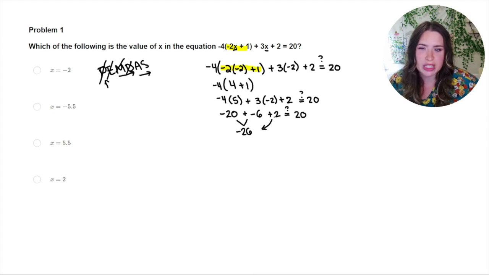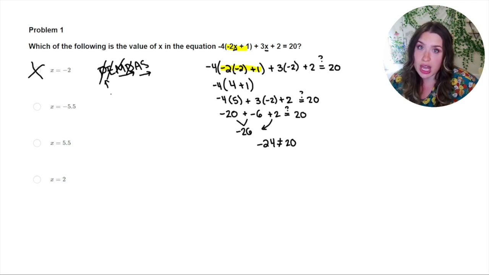So since they're opposite operations, they're actually going to be subtracting, and we're going to keep the sign of the larger number. So -24 definitely does not equal 20. So we would know that x equals -2 is not a proper solution to this equation, and we can move on and check the next.